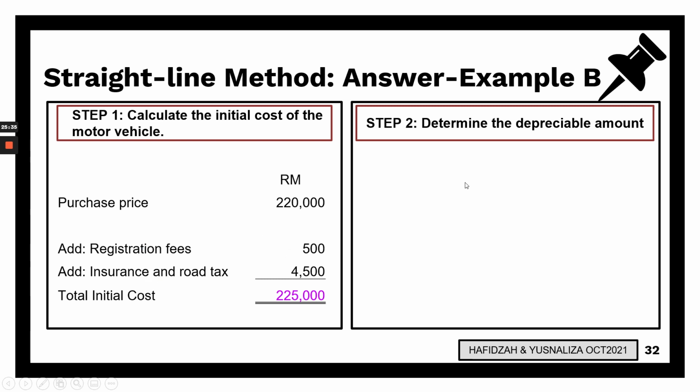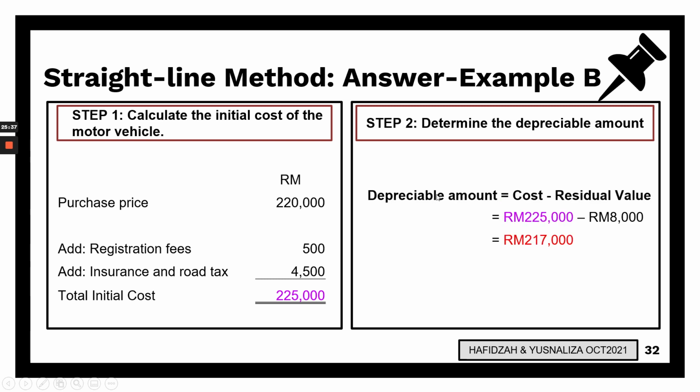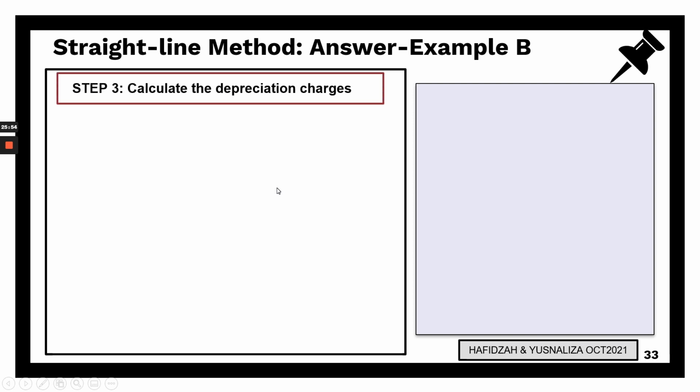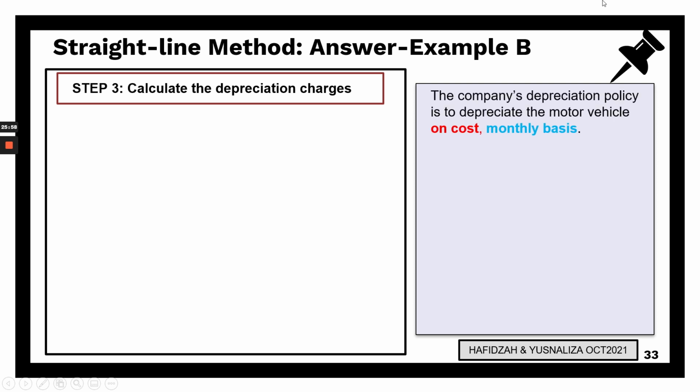Next, depreciable amount is cost minus residual value. Please take note that there is a residual value of 8,000, and therefore depreciable amount is no longer the same as cost. So this is the cost, which is 225,000. Next, we look at the calculation. First, extract the information. So it is monthly basis. Bear in mind, it is still on cost.